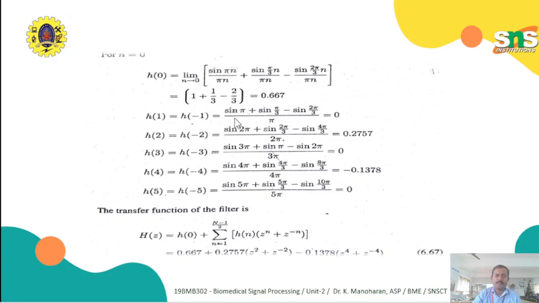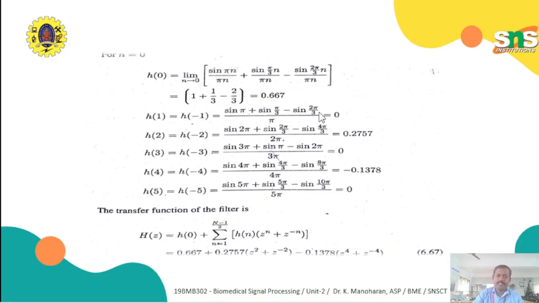So that's why I am writing here h of 1 equals h of minus 1 equals, I am taking the formula and substituting the value n equal to 1 here. So sin n pi, n is 1, so sin pi, plus sin of n pi by 3, so sin of pi by 3, minus sin of 2n pi by 3, so sin 2 pi by 3, whole divided by n pi, so 1 into pi will be pi. Once we substitute this, we get the value 0, because sin pi is 0. Similarly, this value is also cancelled, so we get only 0 here.